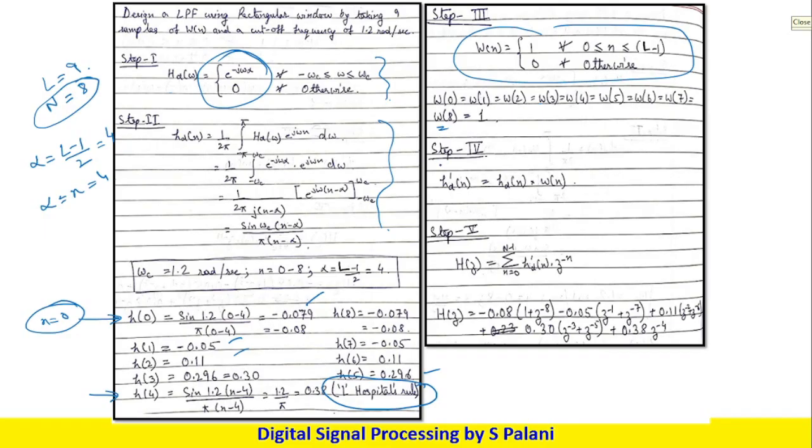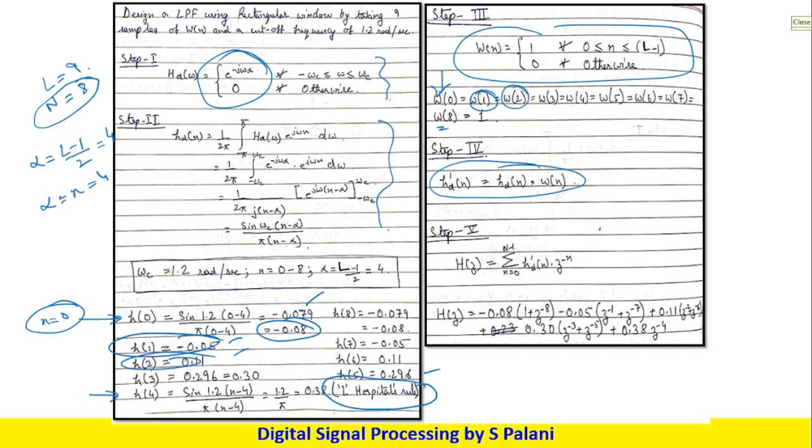Okay. Then what happens? h'[n] = hd[n] multiplied by w[n]. So how do you calculate? h[0] multiplied by w[0]. Then h[1] multiplied by w[1]. Then h[2] multiplied by w[2], in this fashion.